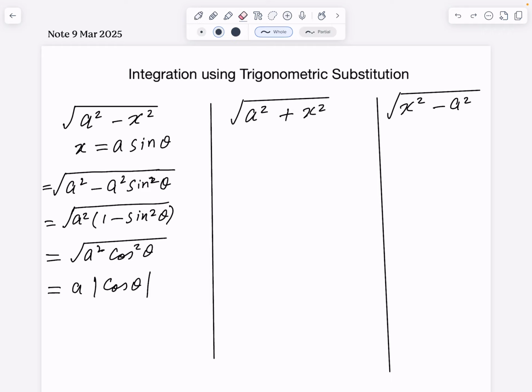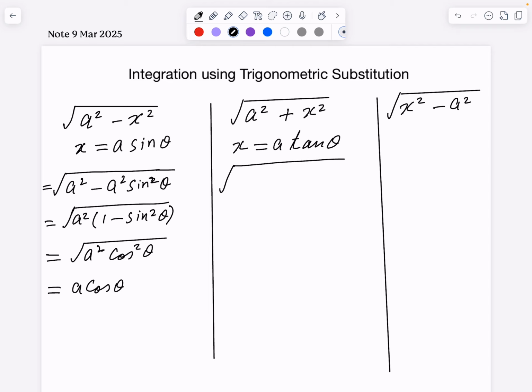Therefore, we're going to have a cosine theta, and that makes life a whole lot easier. The second one is tangent. X with the plus sign is going to be tangent. X is a tangent theta. And now we're going to substitute in the equation that we're having.